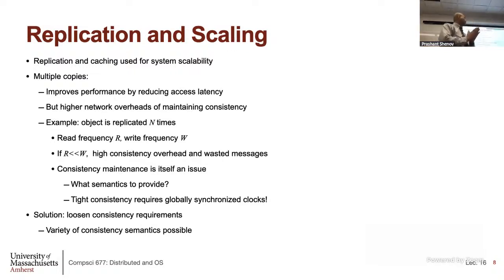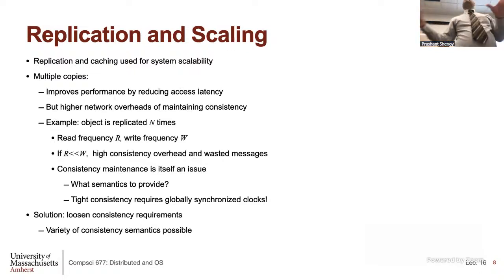Now, if you have a case where the read frequency is much smaller than the update frequency, which means that the object is updated a lot, but it's read infrequently, in this case, you will see that the cost of consistency is high because that's the write frequency. So you are going to be writing it frequently and then sending all these messages to keep the replicas in sync.